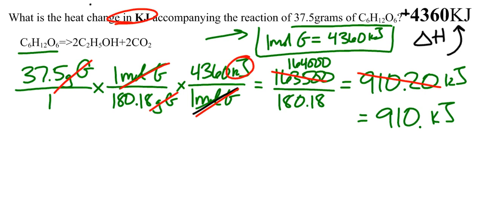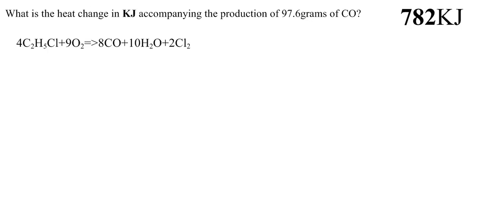Okay? So, next one. What is the heat change accompanying the production of 97.6 grams of carbon monoxide? My delta H is equal to 782 kilojoules, meaning that if this is endothermic, plus positive, that means 782 kilojoules is a reactant. So it's 782 kilojoules plus 4 moles of chloroethane with 9 moles of oxygen is going to produce 8 moles of carbon monoxide, 10 moles of water, and 2 moles of chlorine gas.